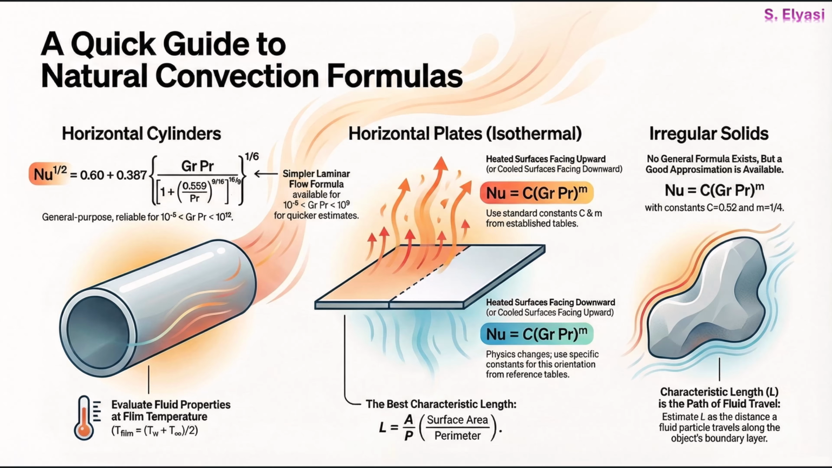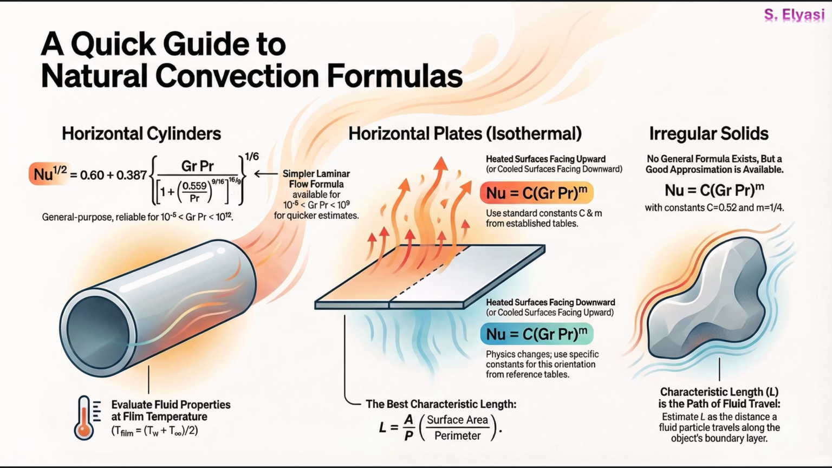First up, let's talk about horizontal cylinders. The formula for this shape is kind of the gold standard. It's super detailed and reliable across a massive range of values. We're talking from 10 to the -5 all the way up to 10 to the 12th, so it's definitely your main reference. Oh, and there's also a simpler version for laminar flow if you just need a quick estimate.